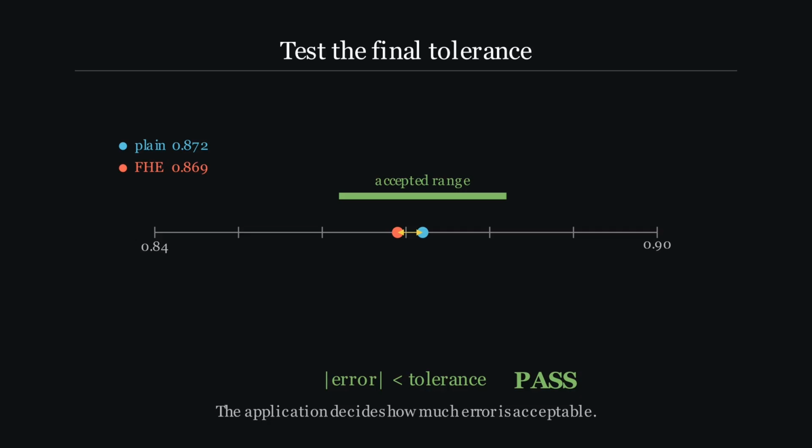A relative error check may also be important when output magnitudes vary widely. The key lesson is that tolerance is not an excuse for arbitrary error. It is an explicit numerical contract. The circuit, scale, modulus chain, and validation procedure must all be chosen, so the observed error satisfies that contract.